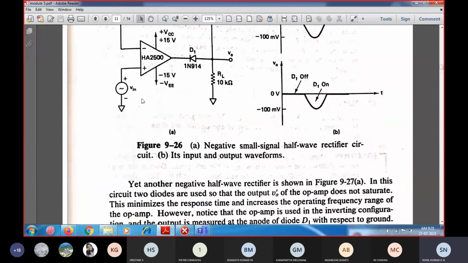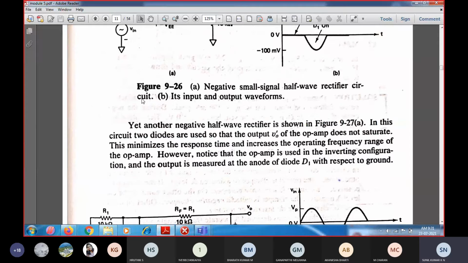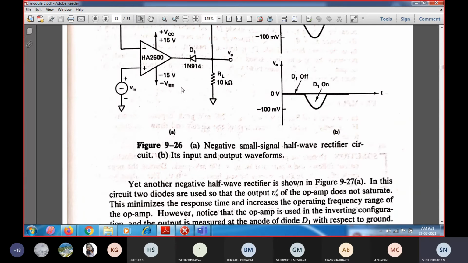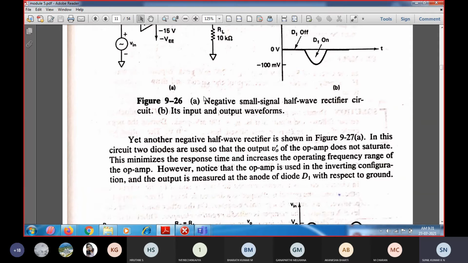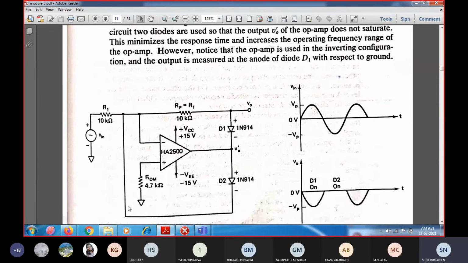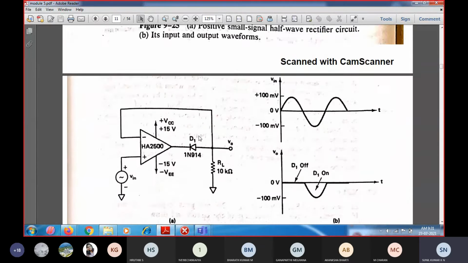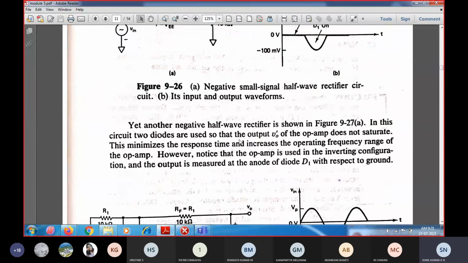In order to overcome this, because it is going to increase the operating frequency, another negative half wave rectifier is to be designed in such a way that we eliminate this saturation region. The negative half wave rectifier is shown in the figure. Here I am going to represent the negative half wave rectifier, and in this case you are going to use two diodes.